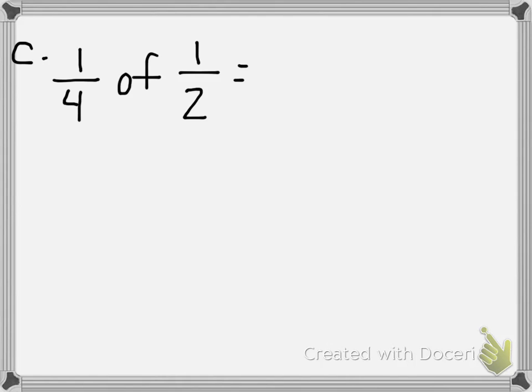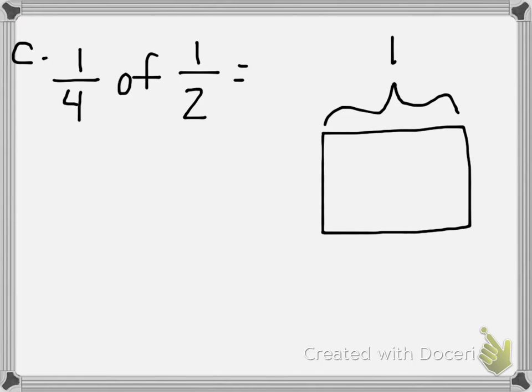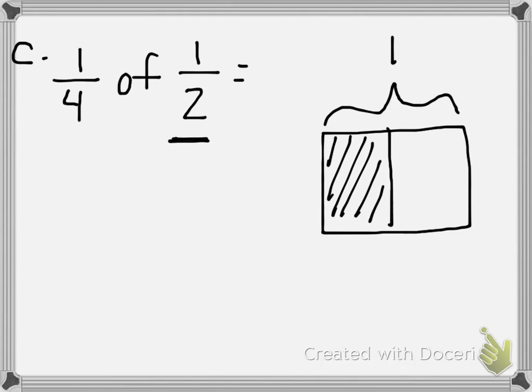Okay, now taking a look at C, I have 1/4 of 1/2, or 1/4 times 1/2. So again, I'm going to draw my model to represent 1 whole, and then I'm only focusing on that half. And I need to find 1/4 of that half. So I need to split it into 4ths. Okay, and I'm focusing on, or I'm finding, what one of those 4ths is.